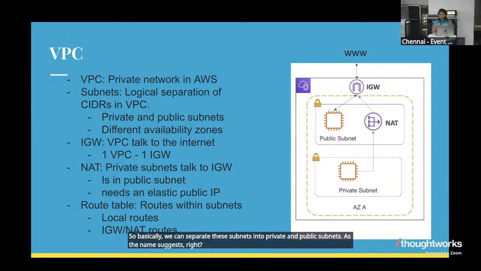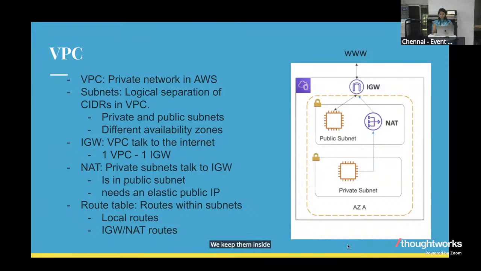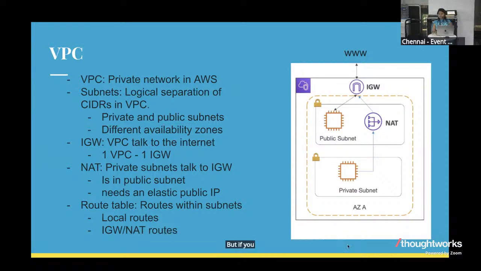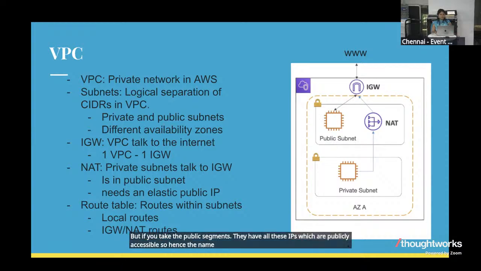We have certain private services like databases and instances that we do not want the external world to access. We keep them inside the private subnets. Basically, they are not assigned any public IPs, and they are accessible only within the private network. But if you take the public subnets, they have IPs which are publicly accessible, hence the name. And we keep instances, for example a load balancer, to which we want to give the external world or the internet access, right?